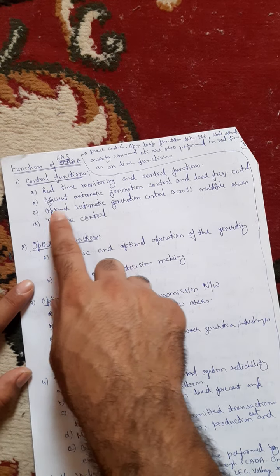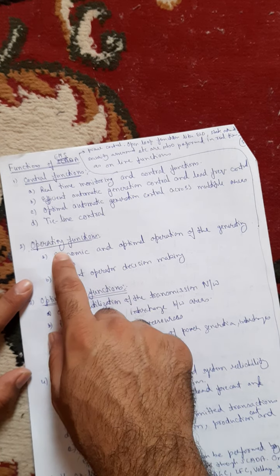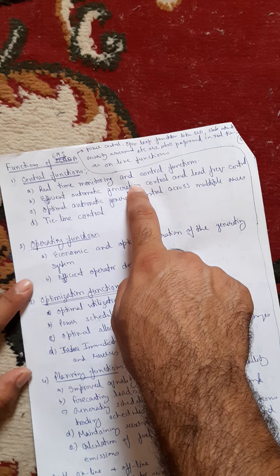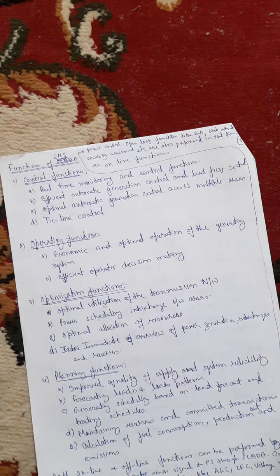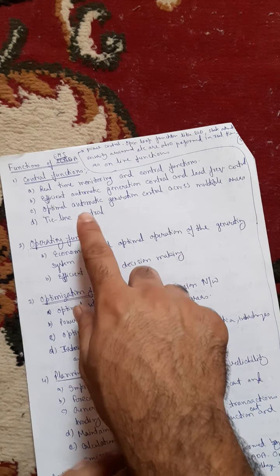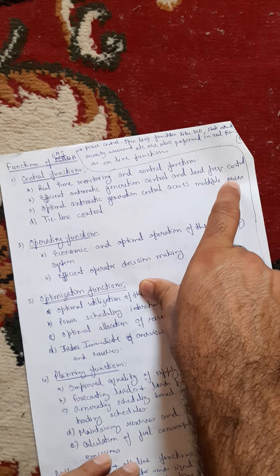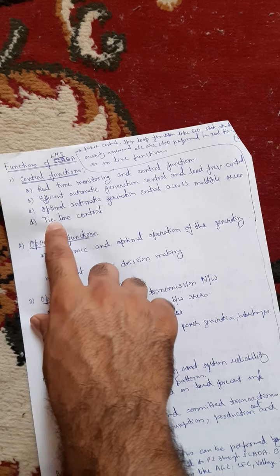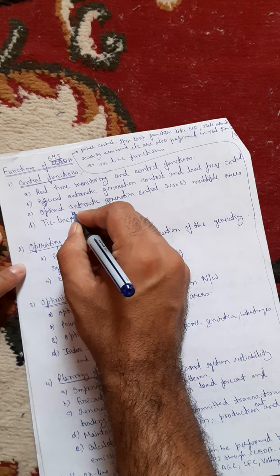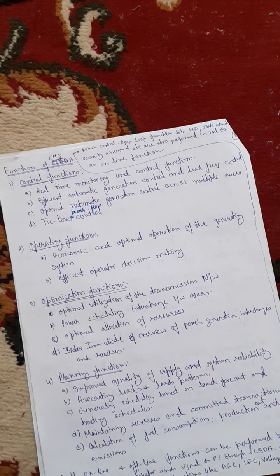The third is optimal automatic generation control across multiple areas. Firstly, we talked about the load frequency control, which was for a single-area power system. If we have multiple areas and these areas are connected via tie lines, then we have to go for optimal automatic generation control across multiple areas. And the fourth control function is the tie line power flow control. Let me write it completely: tie line power flow control. So these are the control functions.